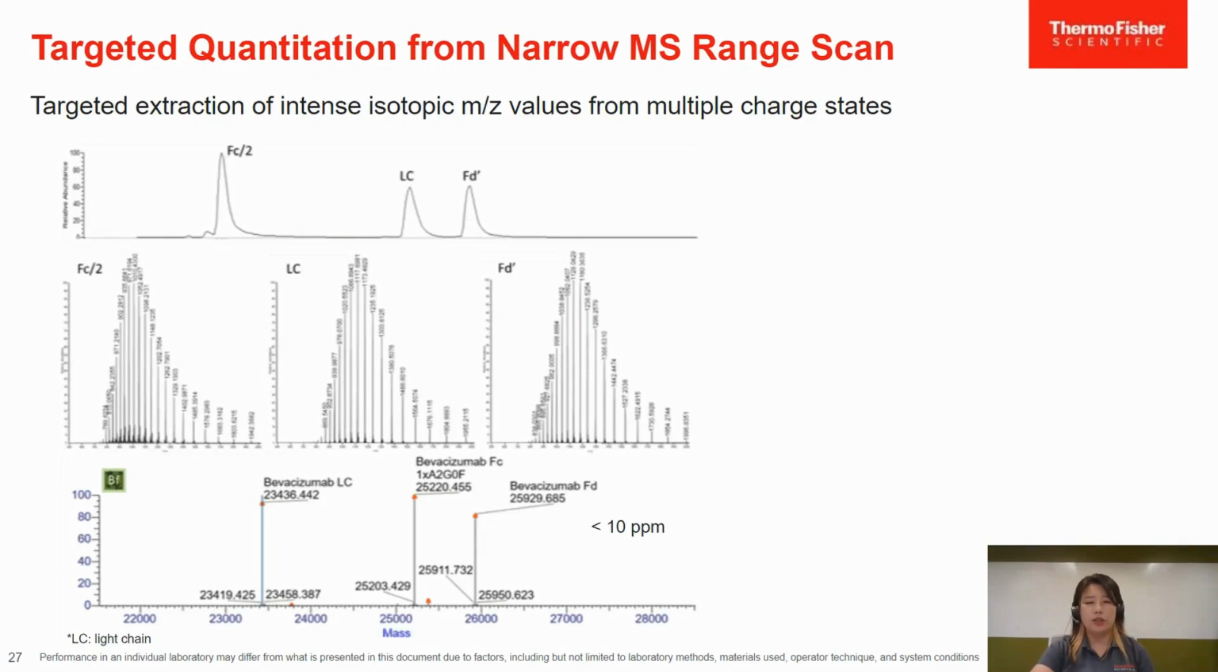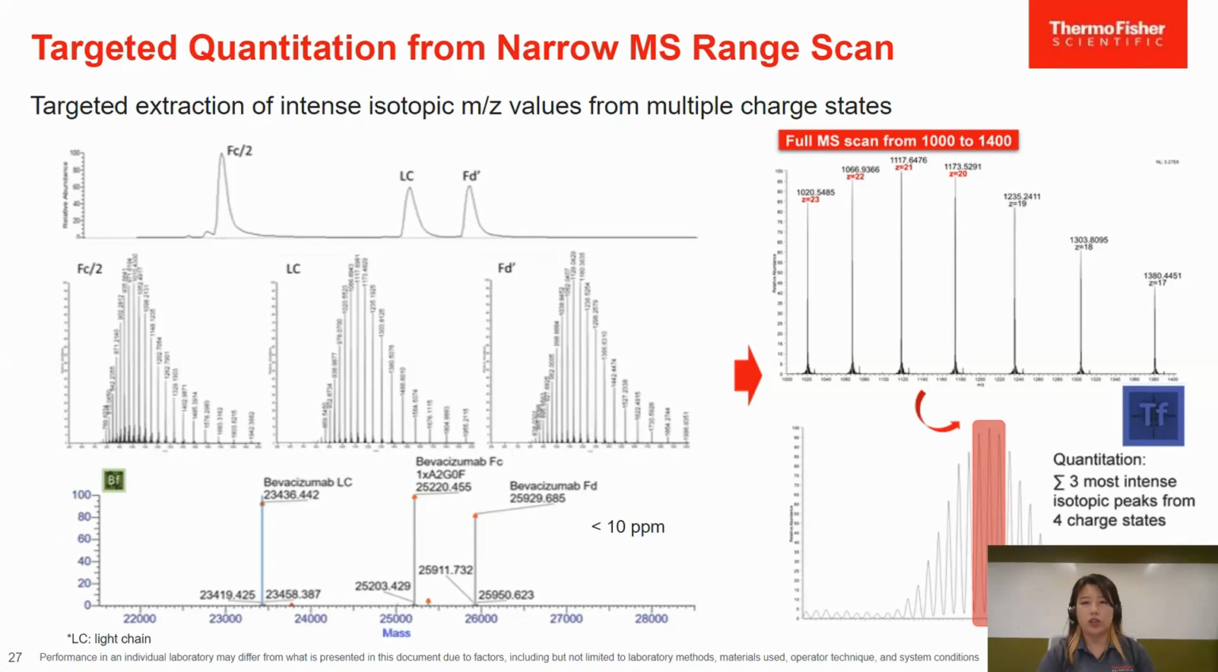So after confirmation of your molecular mass using the BioPharma Finder, I further adjust the scan range to 1,000 to 1,400, just to target the most intense charge states. So for example, on the right side, I target the charge states from 20 to 23. And in each charge state, I also picked the 3 most intense ions from the 4 different charge states. So a total of 12 m/z values were put into the Trace Finder for the peak extraction and further quantitation.